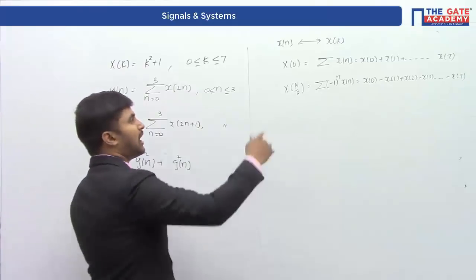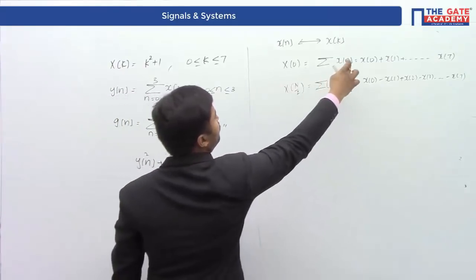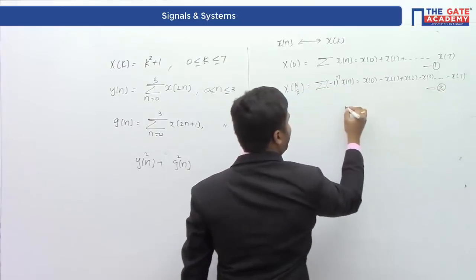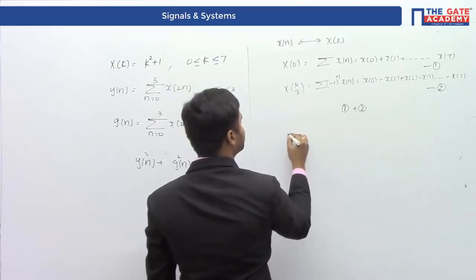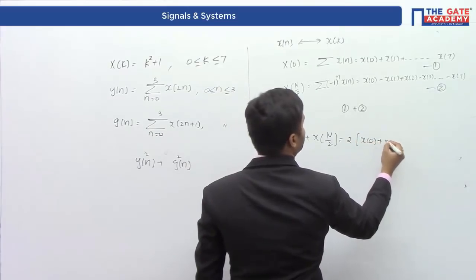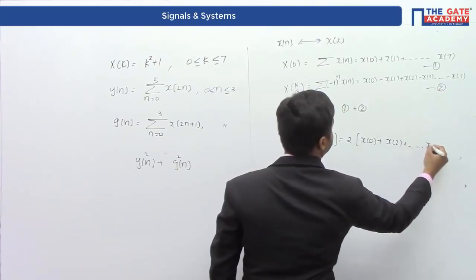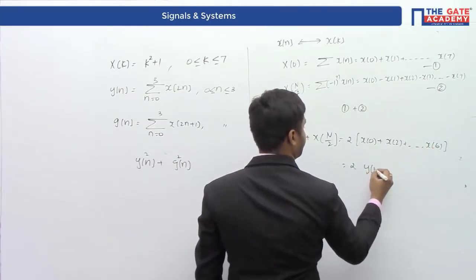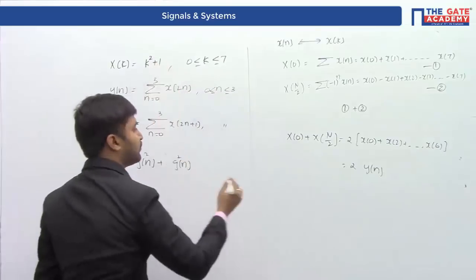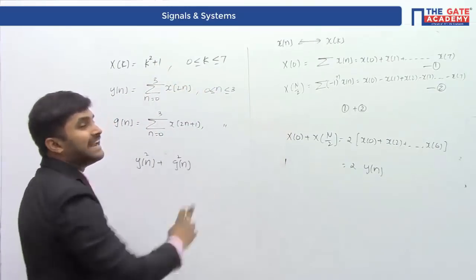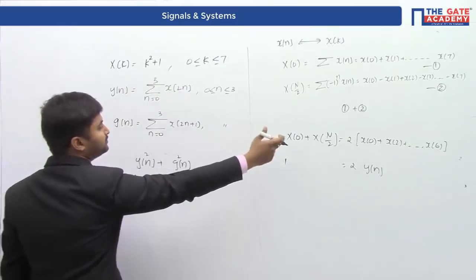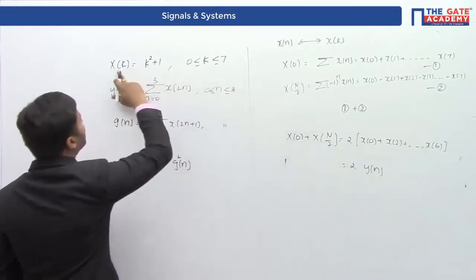These two are very, very important observations from the DFT. When I add these two, the first equation and the second equation, I will have capital X of 0 plus capital X of N by 2 equal to 2 times x of 0 plus x of 2 and so on up to x of 6. And this is nothing but y of n, because y of n is the summation of the even samples. So what is X of 0? Capital X of 0 is 1, and in this question it's an N-point DFT, so the value of N is 8. So N by 2 is 4, and therefore we are talking about X of 4. X of 4 is going to be 17.